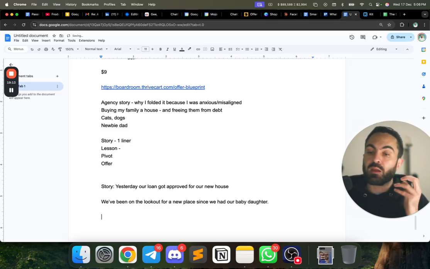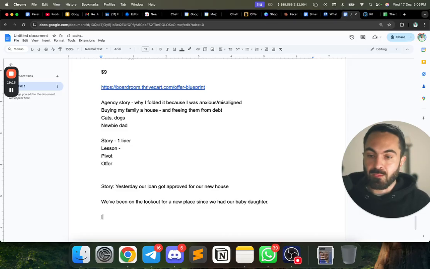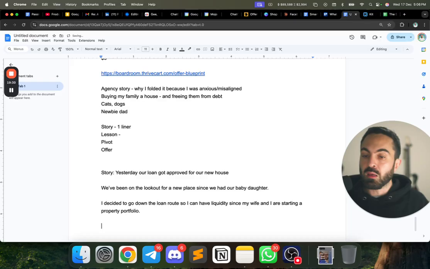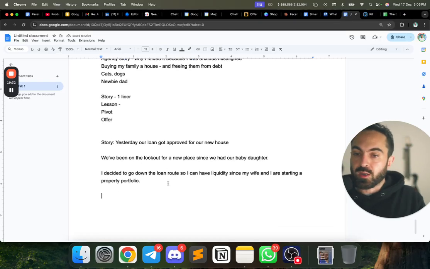And I can share that part of my life. I decided to go down the loan route so I can have liquidity, since my wife and I are starting a property portfolio. So instead of me putting it all down, that's all I need to do. That's the story, literally 3 lines.